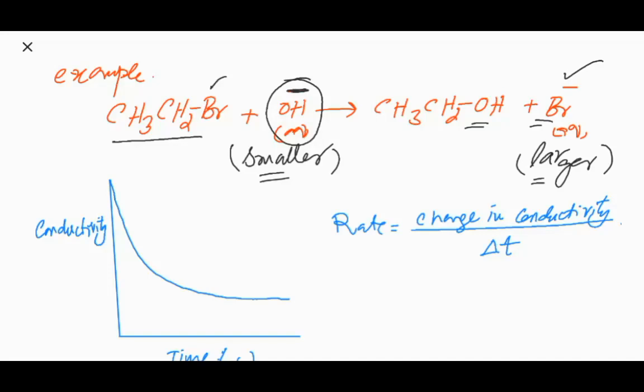So with the passage of time, the conductivity of the reaction mixture will decrease because smaller ions are replaced by larger ions. So if we draw the graph of conductivity of the reaction mixture against time t, you will get this type of graph, and the rate will be equal to change in conductivity divided by total time taken.